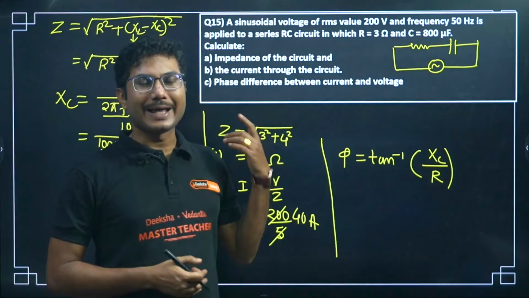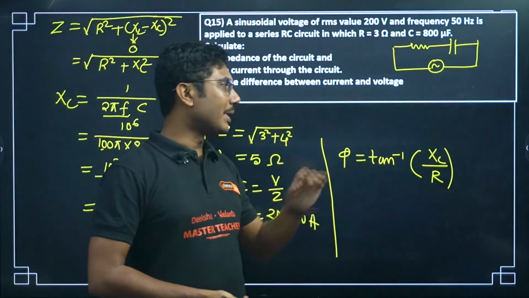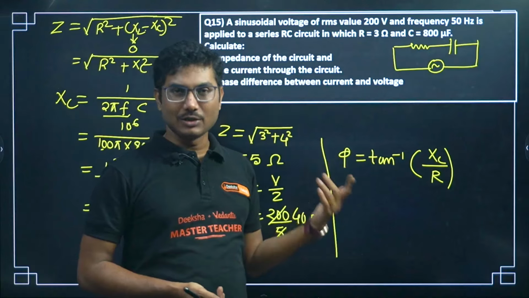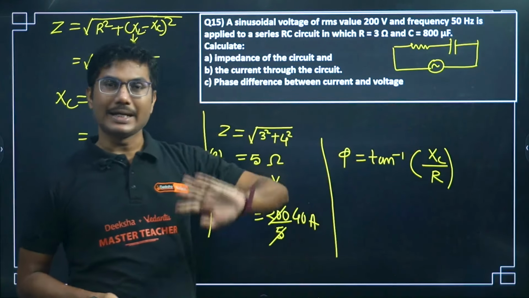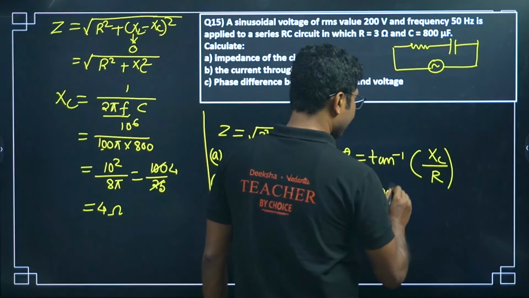So, basically XL minus XC divided by R is the common formula, but in some cases if XL is 0, then it will be simply XC by R. Same formula, the formula is the same. We are not using any different formula.